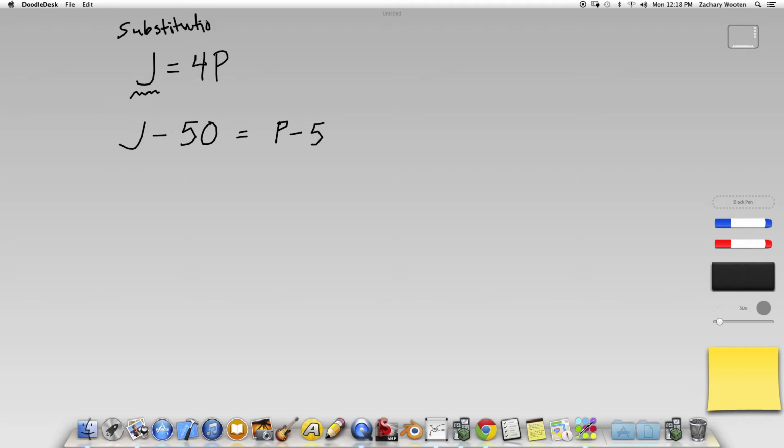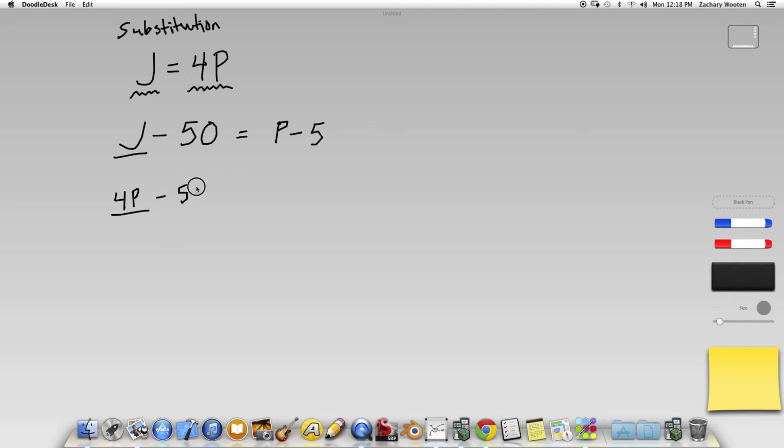I could just start guessing a bunch of numbers for J and P, picking numbers for P and then multiplying by 4 to figure out a J and see if they work in this equation. But if we use substitution, we can get this pretty quickly just using algebra. Notice J will be equal to the same value as 4P. That means anywhere a J shows up in the other equation, I can replace it with 4P. That's what we talked about when we used the term substitution.